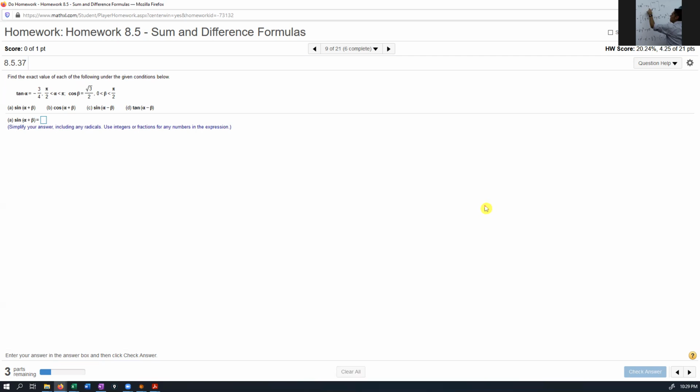Okay, this is a similar problem. I think I'll just set it up. For this one, I'm going to set things up here. Let's look at this first piece of information. I know that tangent of alpha is negative 3 over 4, and alpha is in pi over 2 to pi, so I'm in the second quadrant.